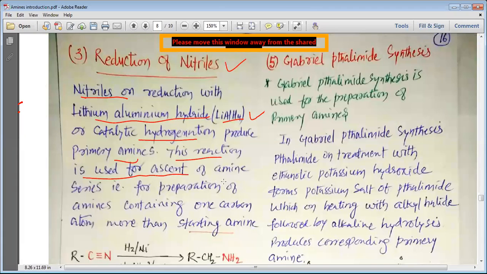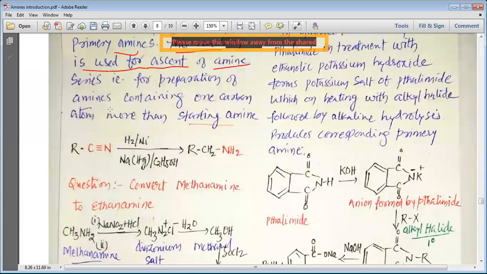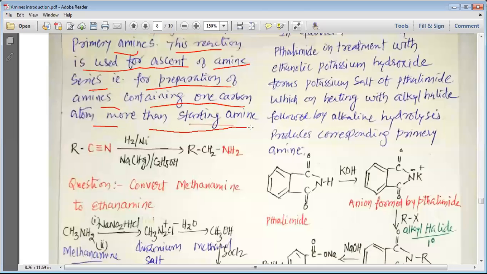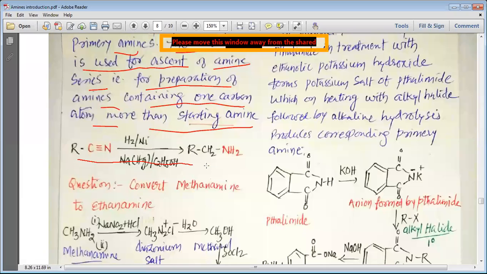This reaction is used for the ascent of amines. Ascent of amines means increasing the number of carbons in the amines. So ascent of the amine series is for the preparation of amines containing 1 carbon atom more than the starting amines. When we use this reaction, we can get the product that may have more carbon atoms as compared to the previous one. Let us see how it works.